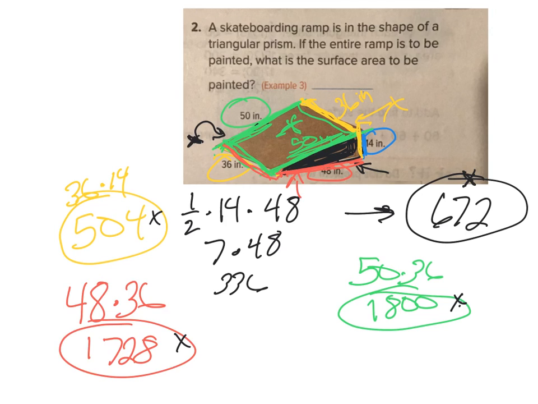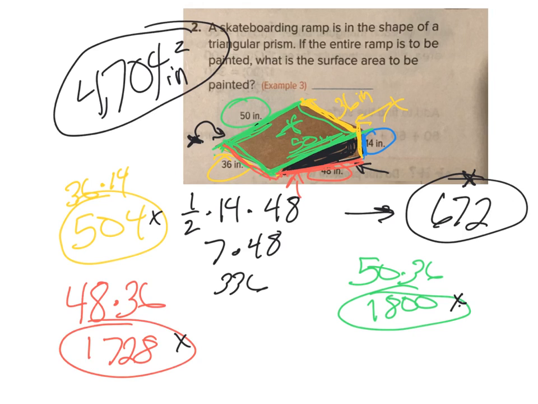Okay, I'm going to add all those together. 672 plus 1800 plus 1728 plus 504 gets me a grand total of 4,704, and it is inches, and because it's area, it's squared. Okay? These are complicated. They take a lot of work, a lot of steps, and you're going to need to really think about every part of the outside of these triangular prisms.